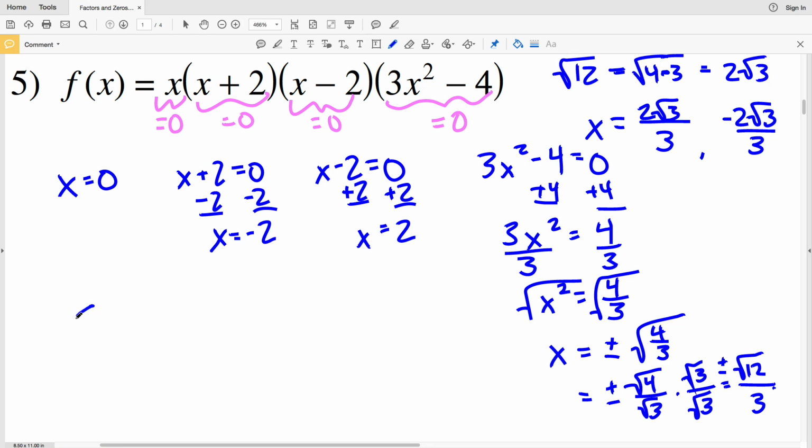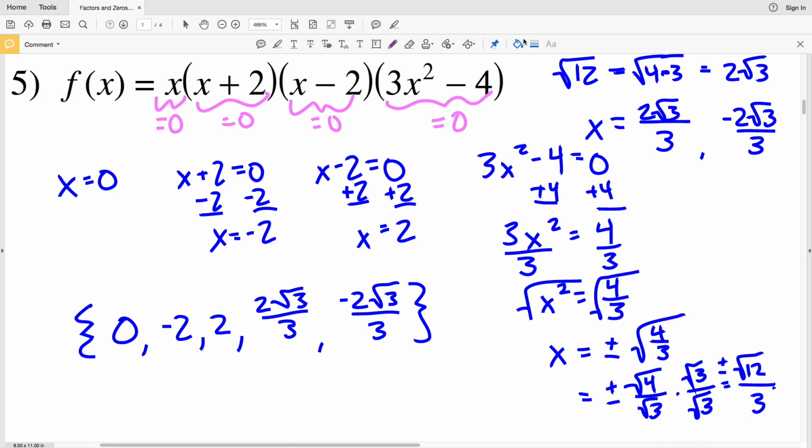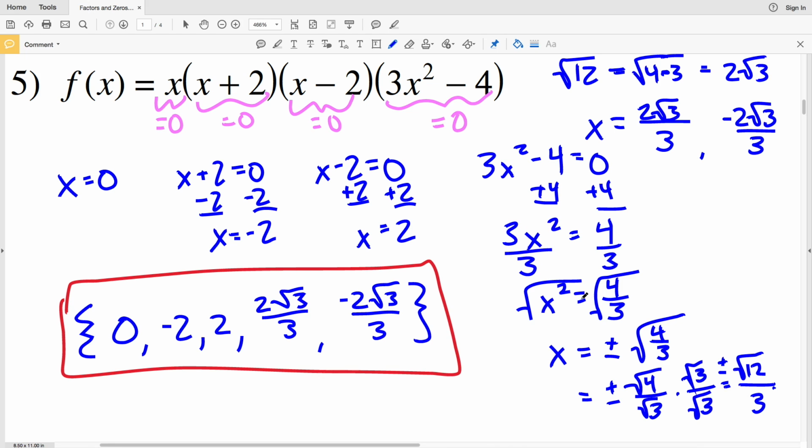So now, writing each of my solutions in set notation, I have x equal to 0, x equal to negative 2, x equal to positive 2, x equal to a positive 2 times the square root of 3 over 3, and x equal to a negative 2 times the square root of 3 over 3. Those are my solutions for number 5. And again, remember when you're solving by using square roots, a positive squared equals a positive, and a negative squared equals a positive. So when solving by using square roots, don't forget to check for that negative solution.